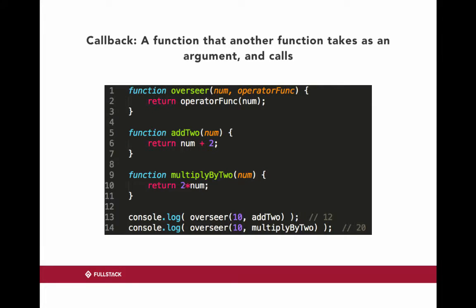So a way to do it would be to have this overseer function that does some prep, takes a function, then calls that function on whatever it is that you've been preparing, and returns that, and then you can wind up with sort of a split result.